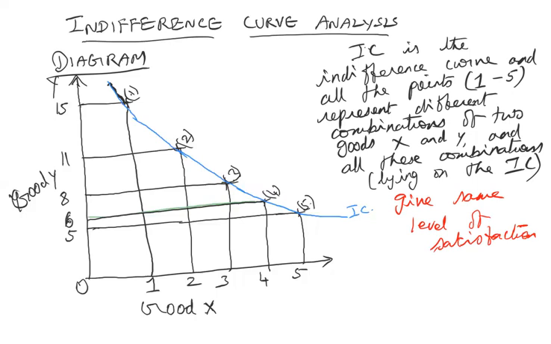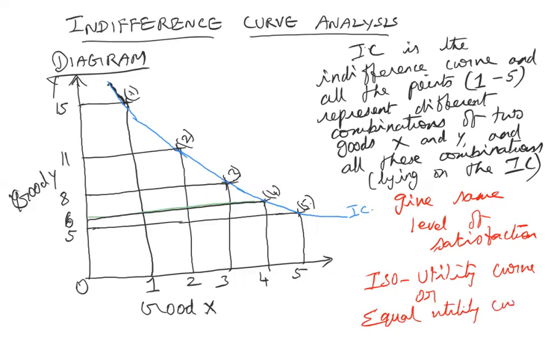That's why the other name for indifference curve is iso-utility curve or equal utility curve, because all these points are giving the same level of satisfaction to the consumer. So it is called the iso-utility or the equal utility curve.